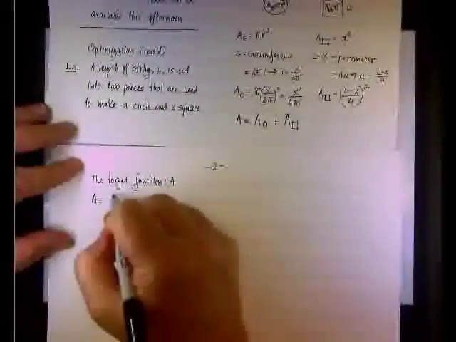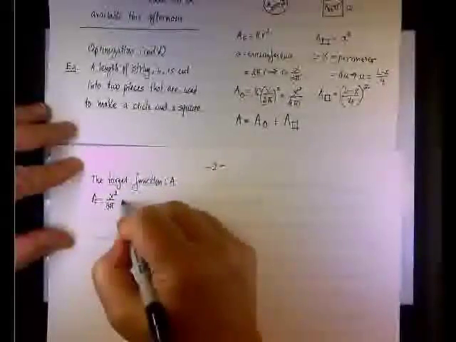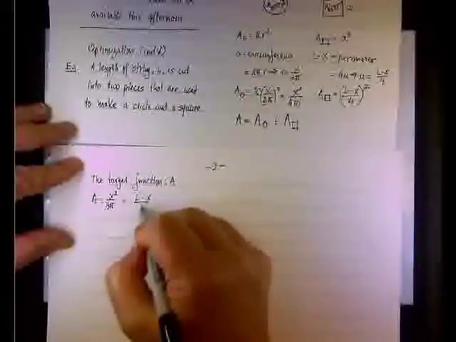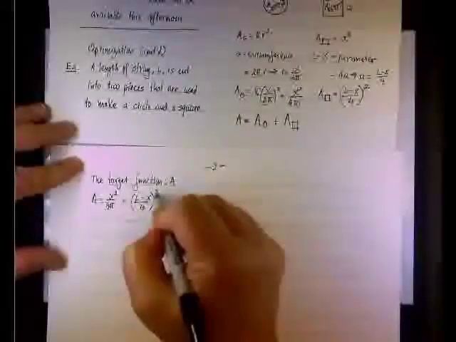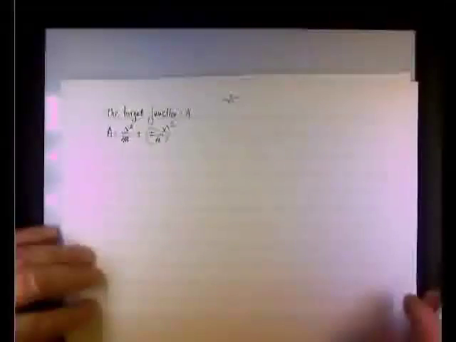Well, the area of a circle is x squared over 4 pi, and the area of the square is L minus x over 4, all of it squared. So, you know what, this is an important function, so let's frame it. We're going to go back to it.